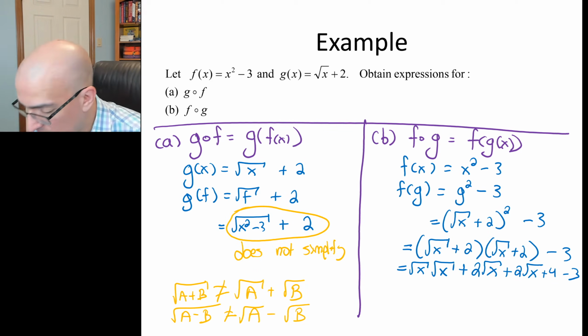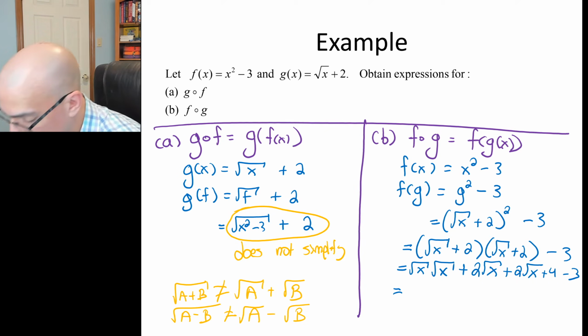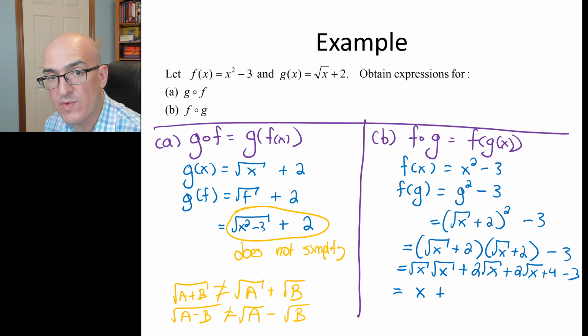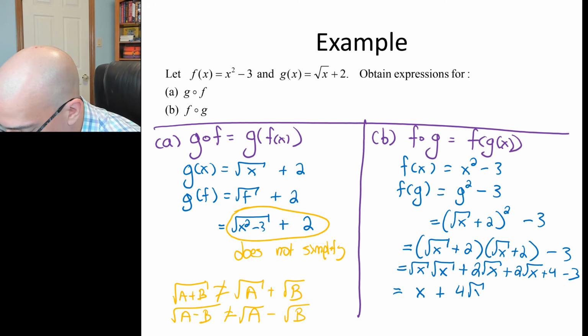Okay, next step, root x times root x, like root of 25 times root of 25 is 5 times 5, which is 25. Root of 4 times root of 4 is 2 times 2, which is 4. Root of a times root of a is going to be a. So x plus, we can combine the next two. They're like terms. There's 2 root x's, another 2 root x's, so there's 4 of those, 4 root x.